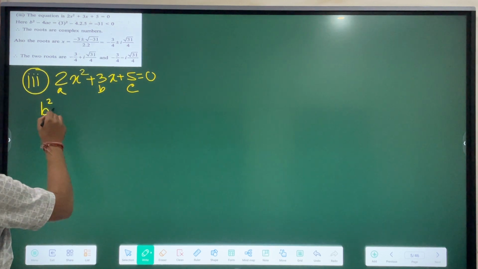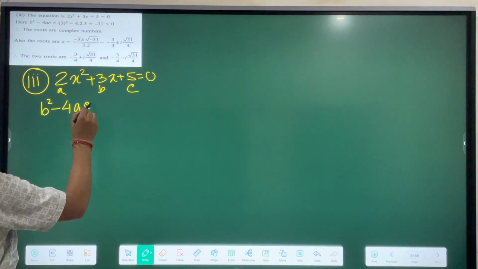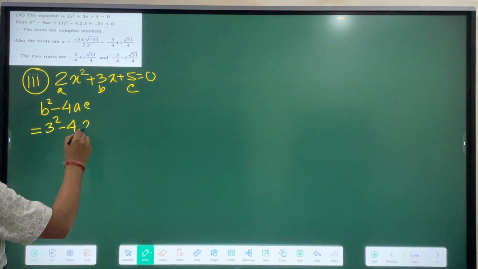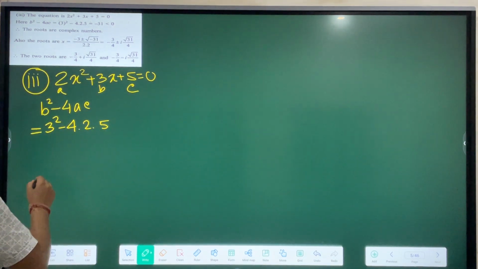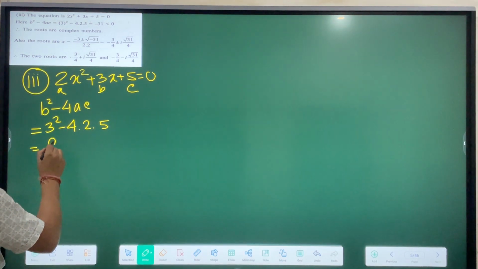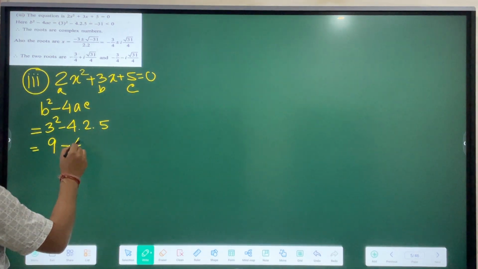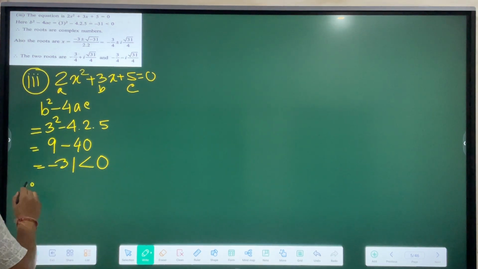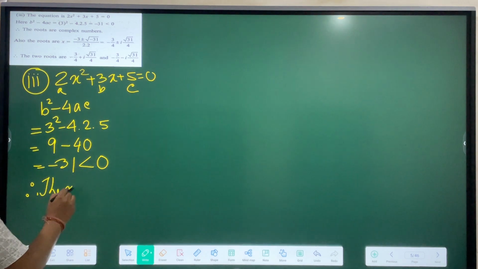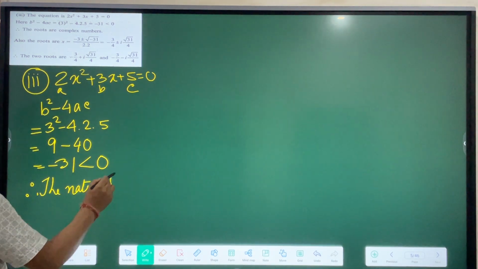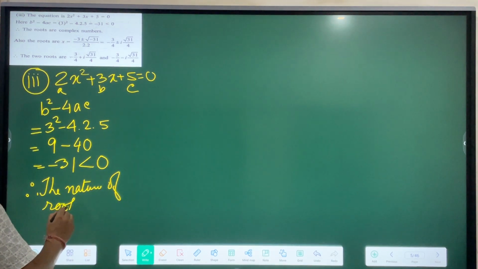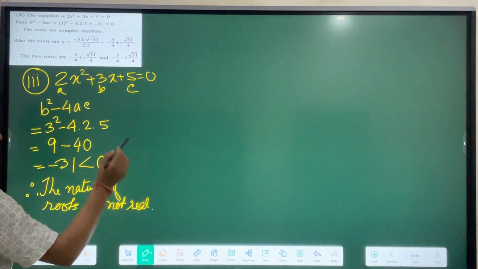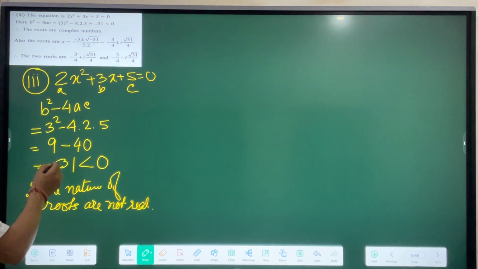So, let us find out first b square minus 4ac. So, b square is 3 square minus 4 into a into 5. 4 into a into c. 3 square is 9. 4 into 2 is 8, 8 into 5 is 40. This is minus 31, which is less than 0. Therefore, the nature of the roots are not real, because we have got a negative value.